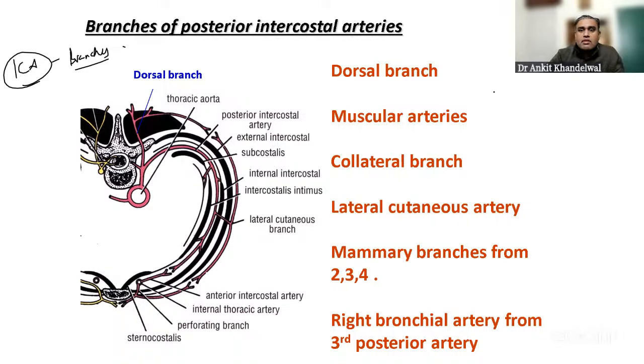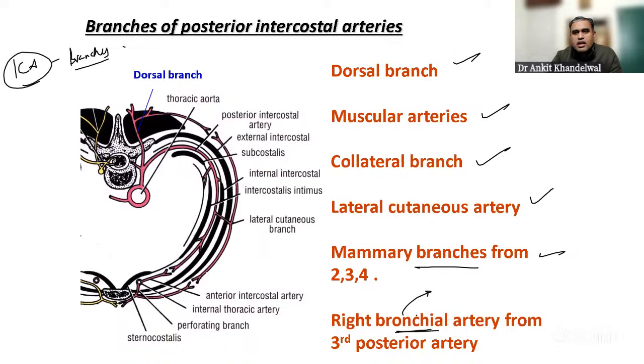Okay, like we have the muscular branches, collateral branches, cutaneous branches, dorsal branches. Wherever the artery is going, think about it: is it going to a muscle? Let me call it a muscular branch. Is it going posteriorly? Okay, dorsal branch. Is it supplying the skin? Okay, cutaneous branch. Is it giving collateral to any other artery? Yes, collateral branch. Then anteriorly, if it goes, we have the mammary gland. Yes, mammary branches. Okay, then right bronchial.